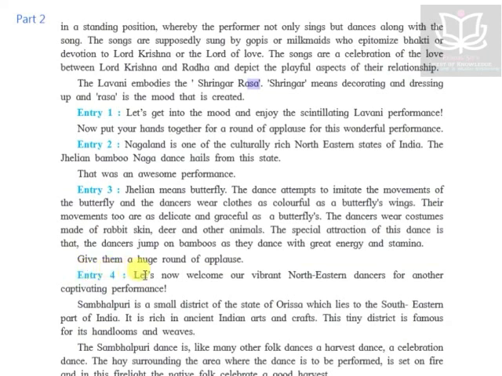Entry 4 is: let's now welcome our vibrant northeastern dancers for another captivating performance. After this, Sambalpur is a small district of the state Orissa, in the southeastern part of India. It is rich in ancient Indian arts and crafts. This tiny district is famous for its handlooms and weaves. The Sambalpuri dance is like many other folk dances, a harvest dance, a celebration dance.